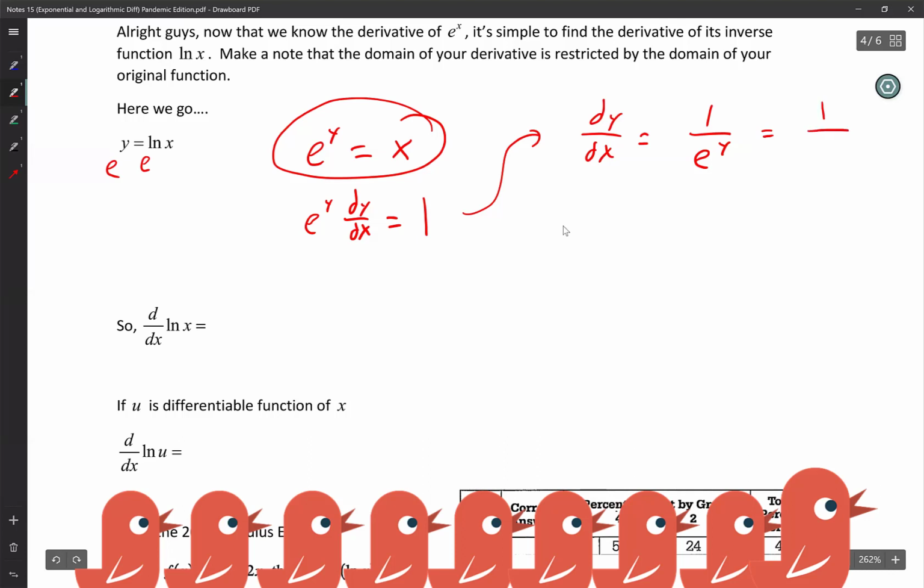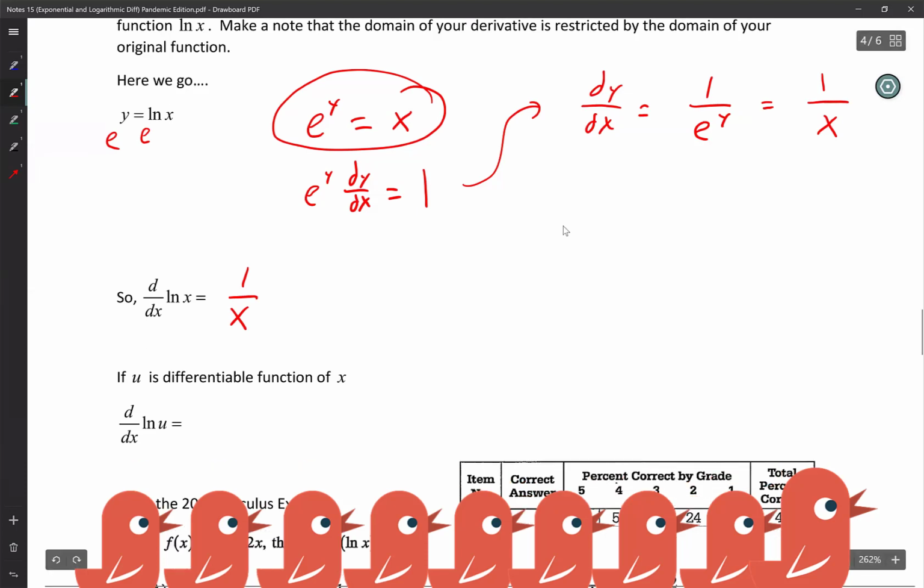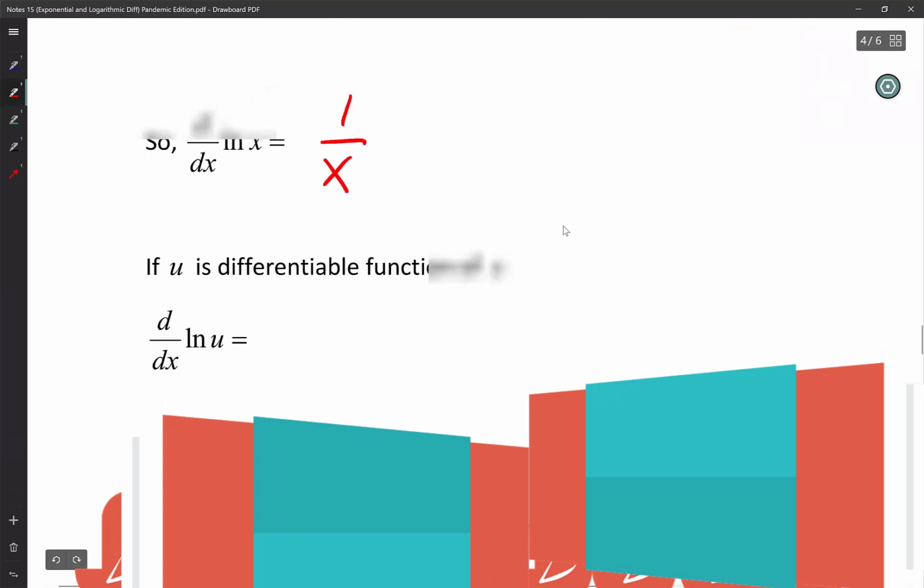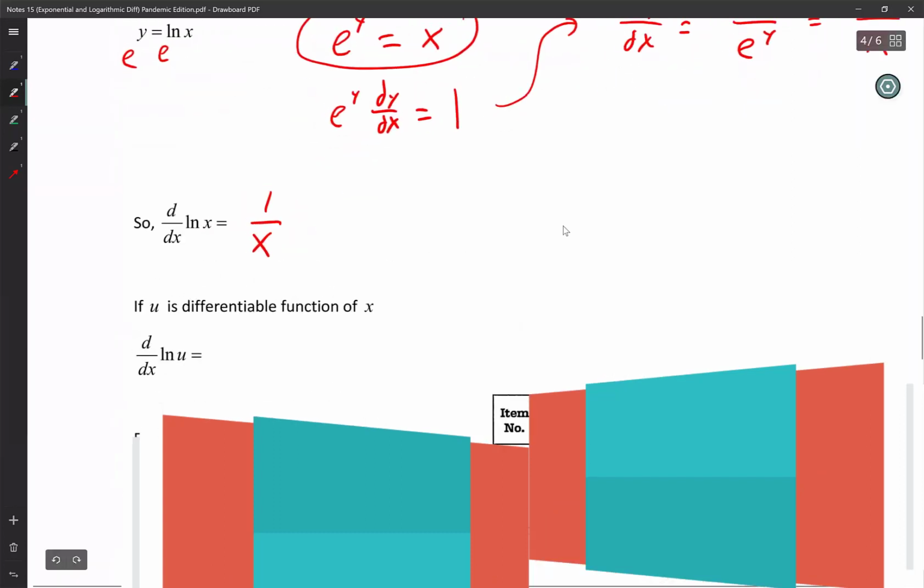One over what? 1 over x. So d dx of ln of x is 1 over x. See? So don't say that. Don't be a robot. You see where it was derived from. So chain rule. What is the derivative of ln of u? 1 over u times du dx. There you go.